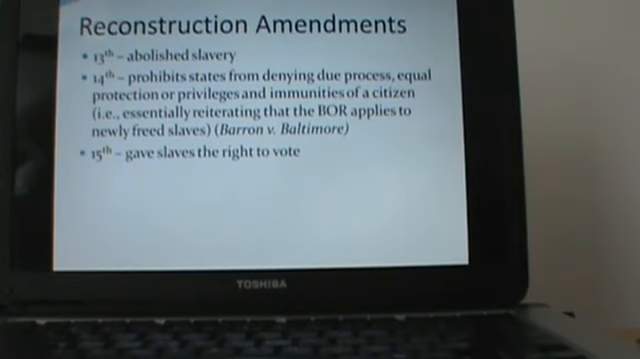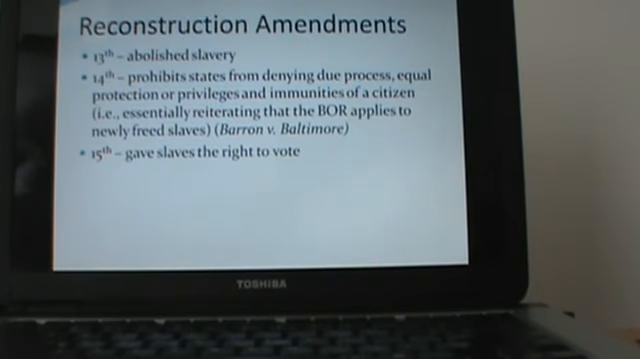The genesis, really, of our modern-day civil rights laws, I should say, comes from the Reconstruction Amendments. There are three of them. First is the 13th Amendment, which abolished slavery. The second is the 14th Amendment, and the 14th Amendment does a couple of things. First, it gave slaves the right to be citizens, because before the 14th Amendment, there was the Dred Scott case that said that slaves were not citizens. And additionally, the 14th Amendment requires states to give people all of the rights that they had under the Bill of Rights.